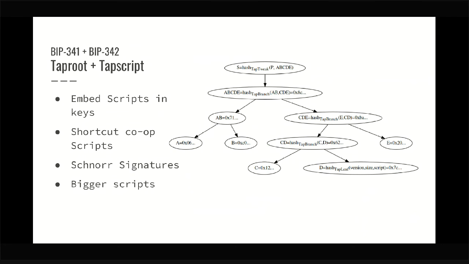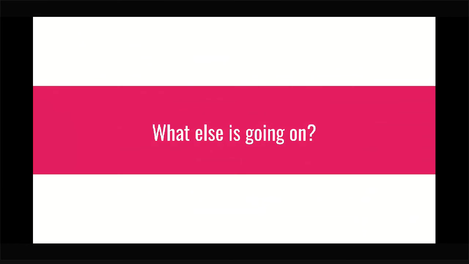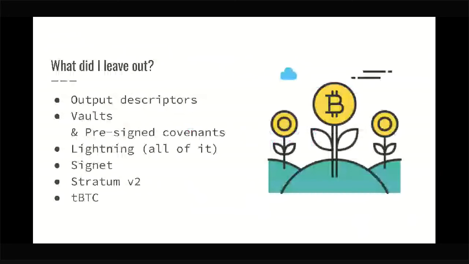Okay, so what else is going on? We've talked about off-chain development. We've talked about on-chain development. What am I not covering in depth during this talk? There's a lot more usability and dev tooling work around output descriptors. Vaults and pre-signed covenants are closely related to Check Template Verify, its way of doing large, complex, multi-transaction protocols. I haven't talked about Lightning at all during this talk, but there's a lot of cool stuff going on with it. They just pushed atomic multipath payments. So your Lightning payment can now take many different paths all at the same time.